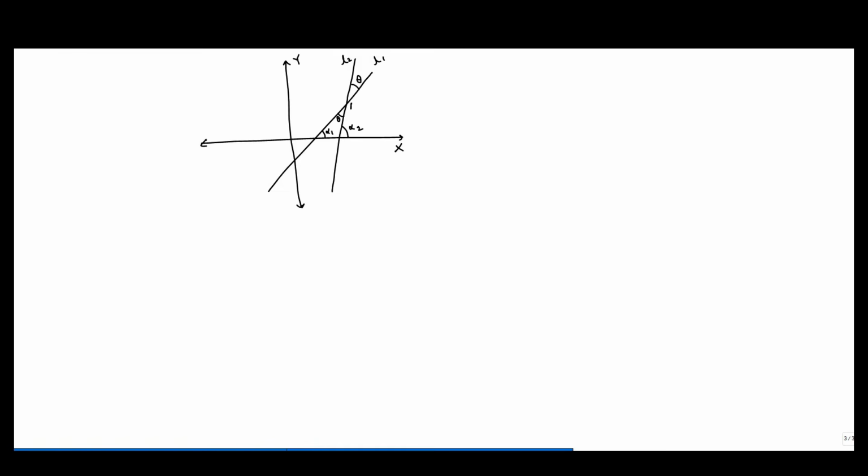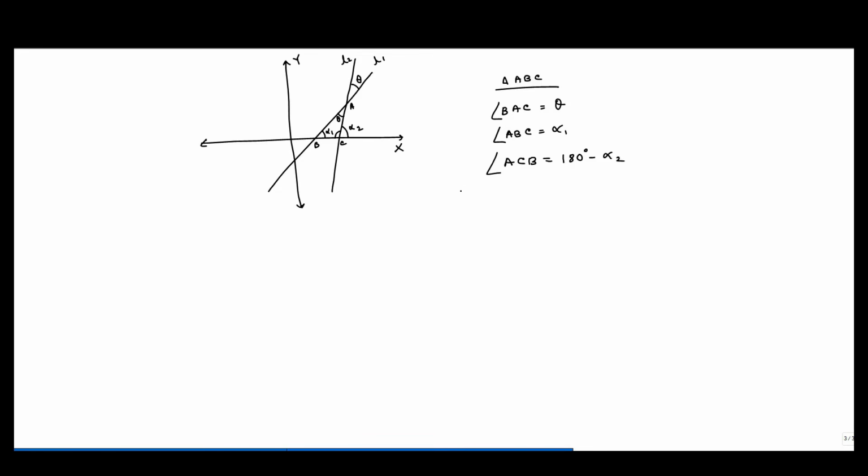And suppose we consider this triangle ABC. In this triangle ABC, angle BAC is theta, angle ABC is alpha 1, and angle ACB is this obtuse angle. Inside this triangle, angle ACB is this obtuse angle, which is nothing but 180 minus alpha 2.